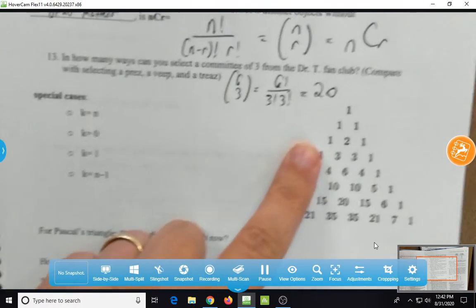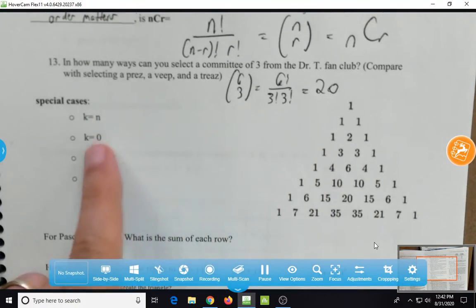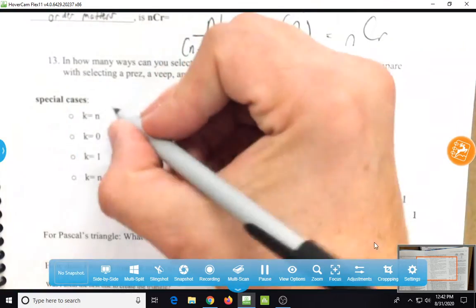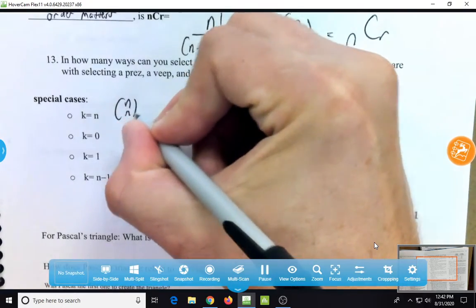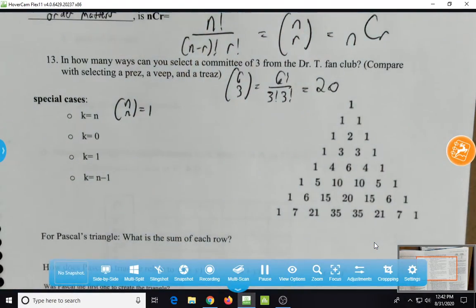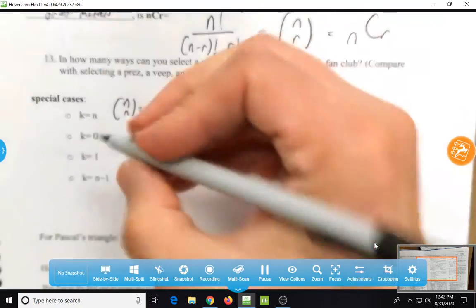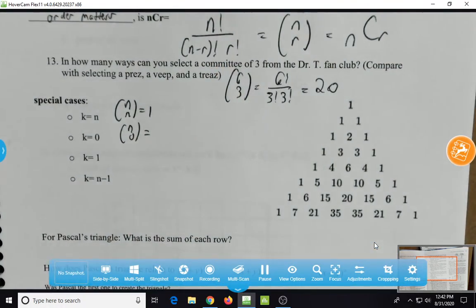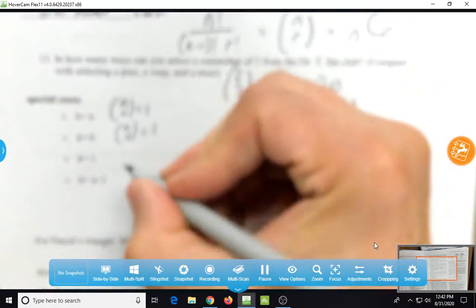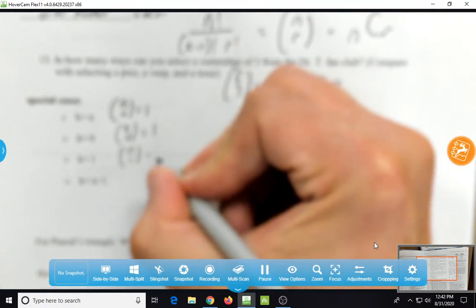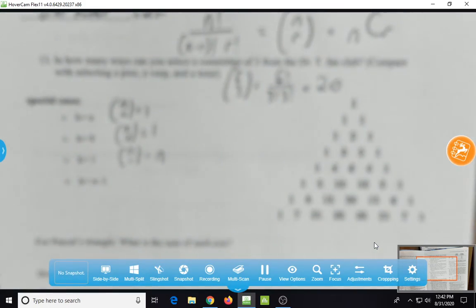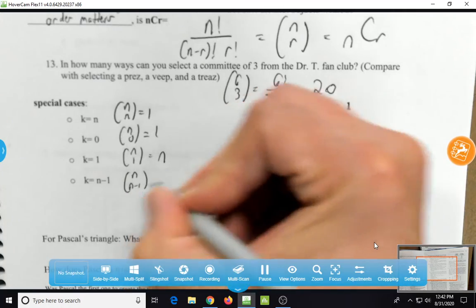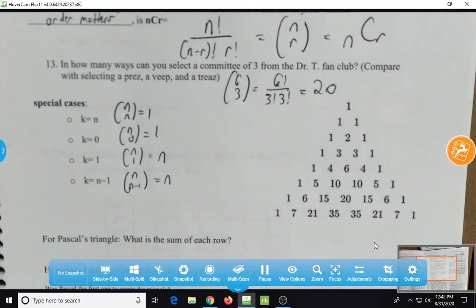All right, so here is good old Pascal's triangle. Let's go to the n choose k. If I choose all of them, I get n choose n, which is equal to 1. There's only one way to choose everybody. How many ways can I choose nobody? 1. If I just choose one person, I get n different ways. And if I choose everybody but one person, there are n ways to leave them off.